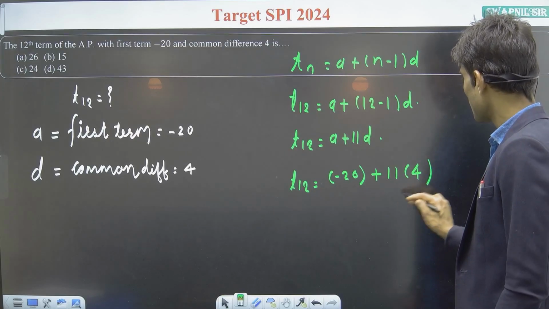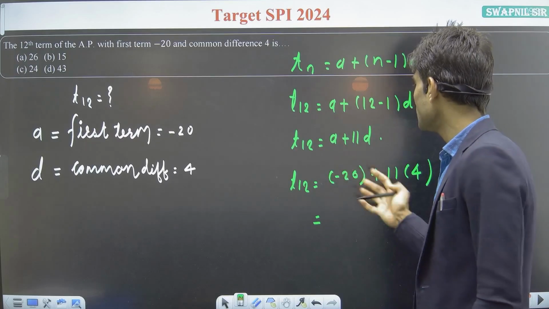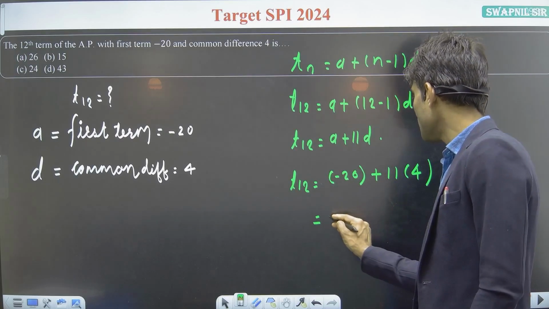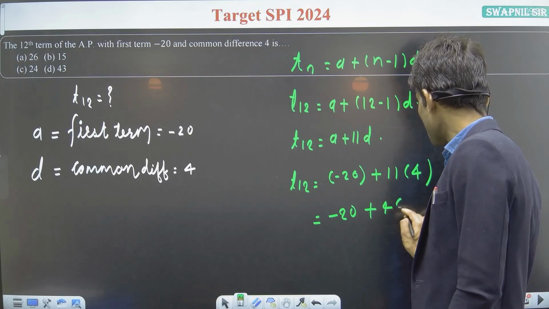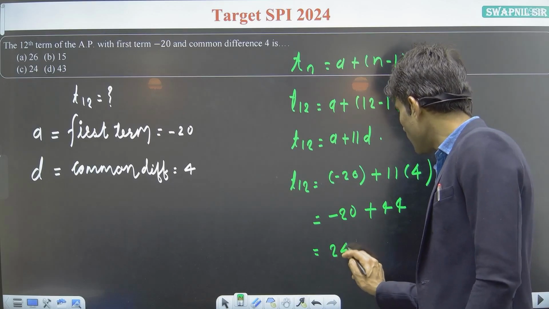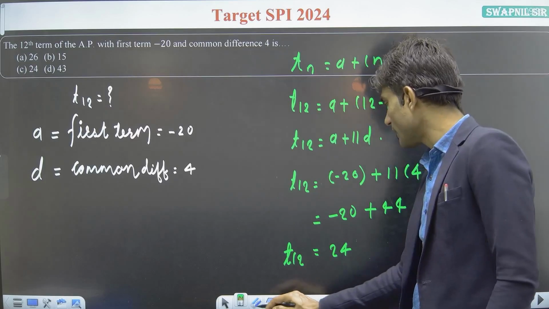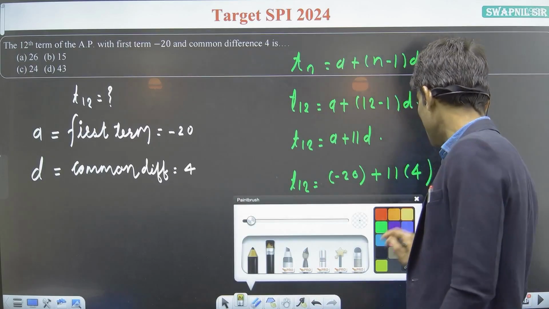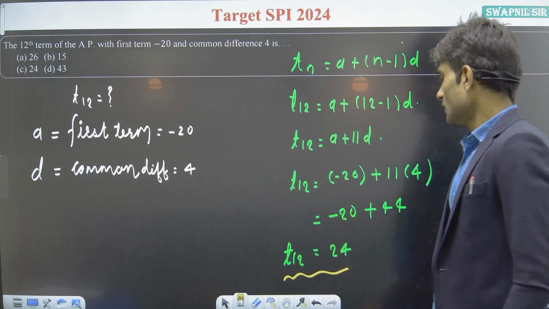Keep a, which is minus 20, as it is. So 11 times 4 is 44. So 44 minus 20, we get 24 as the 12th term of our arithmetic progression.